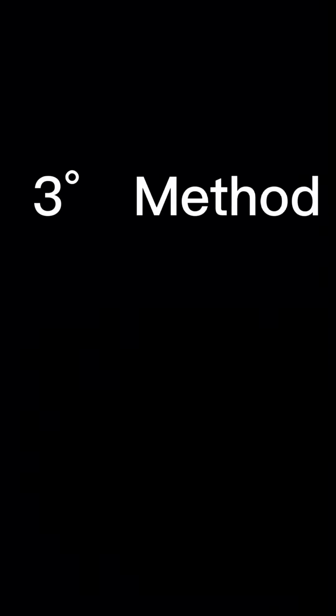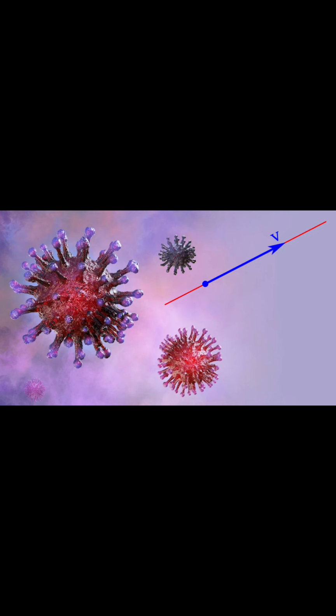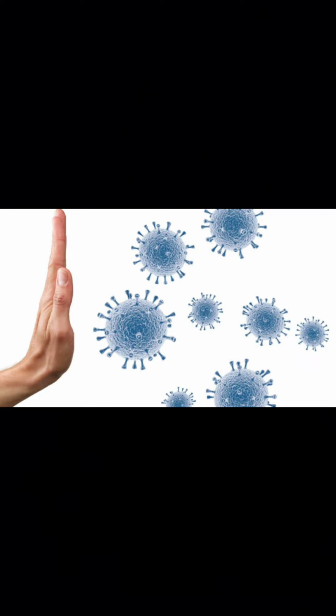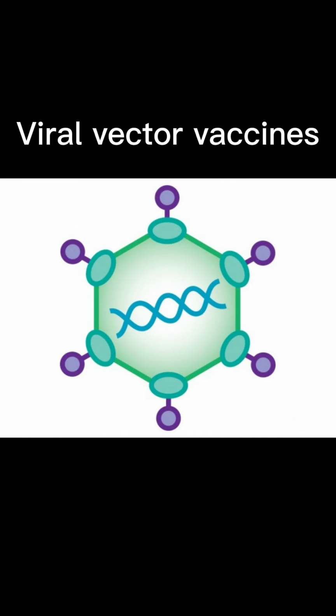The third method is fairly new. It consists of using a virus as a vector to produce protection. This is called viral vector vaccines. An example of the vaccines done with this method is the Ebola one. It causes fever, headache, fatigue, and pain at the injection site.